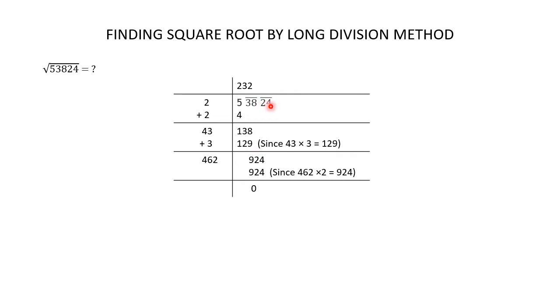Bring down the next group, that is 24. When you bring down 24, you get the number 924. Since you had written 3 in the quotient place, add 3 to the divisor 43. 43 plus 3 is 46. Now write 2 next to 46 and 2 in the quotient place also. So 462 multiplied by 2 is 924. 924 minus 924 is 0.